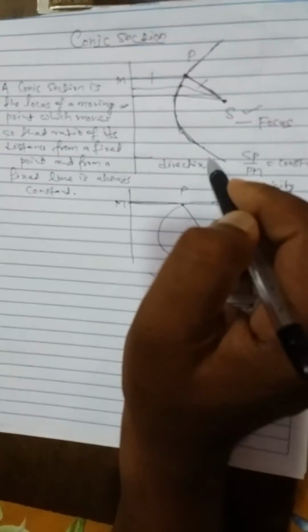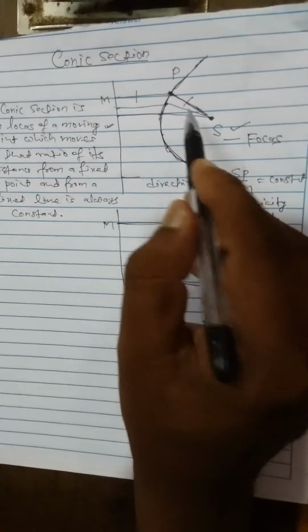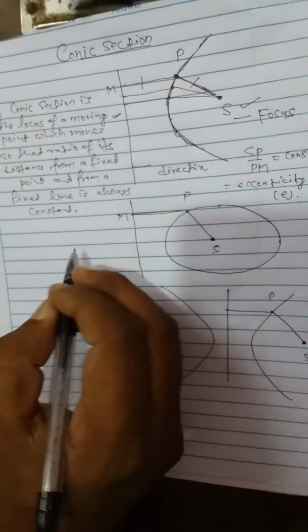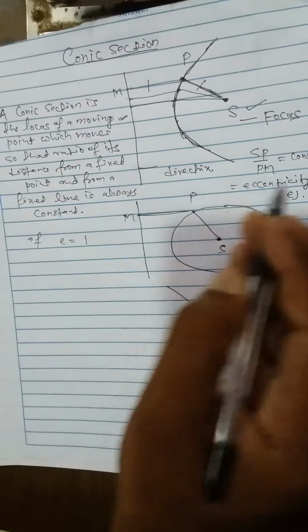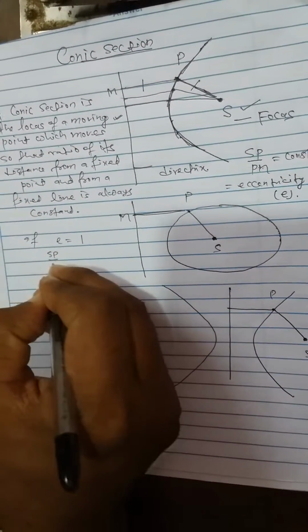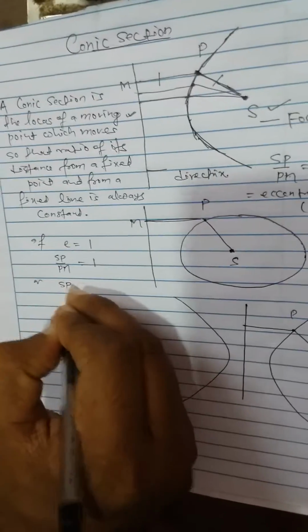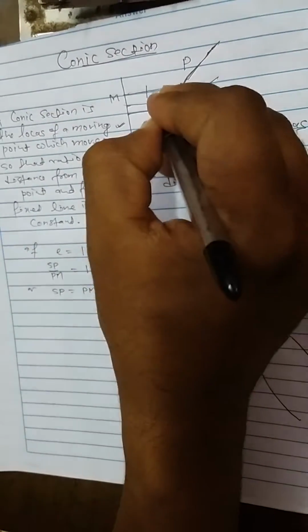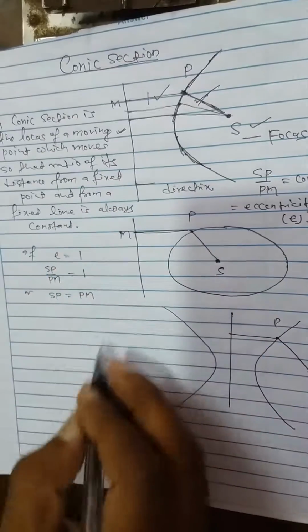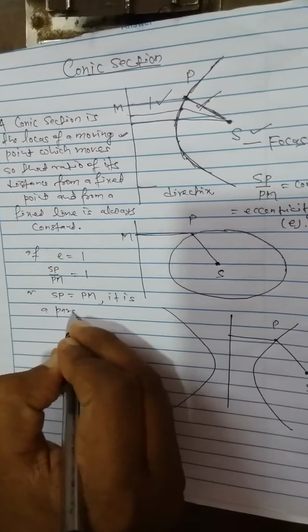If it is a parabola, then SP by PM equals 1, always 1. It means the distance from the fixed point is equal to the distance from the fixed line. If e equals 1, what is e? e is SP by PM. This one is 1. If you do the cross multiplication, SP will be equal to PM. So if the distance from the fixed point is equal to the distance from the fixed line, then it is a parabola.